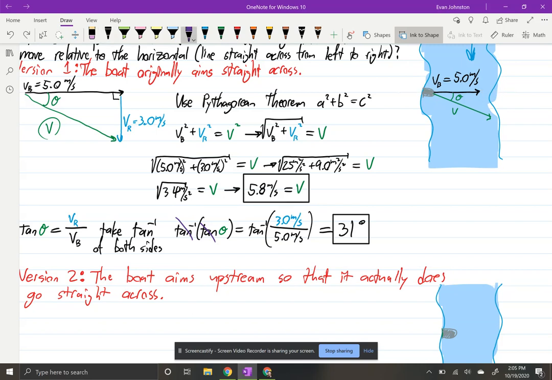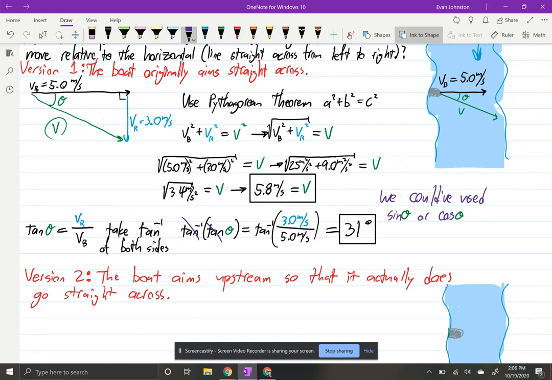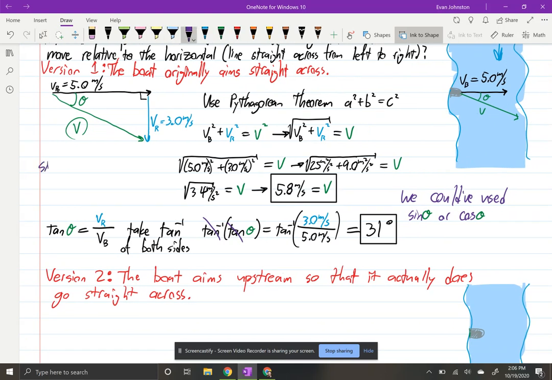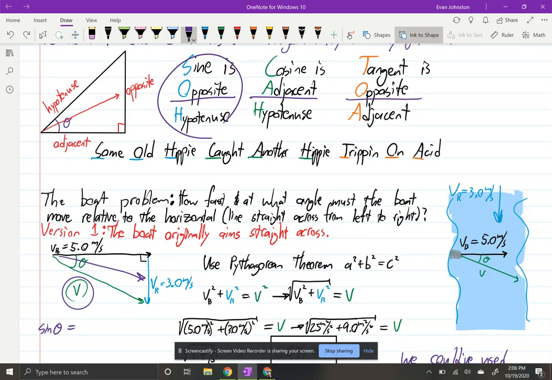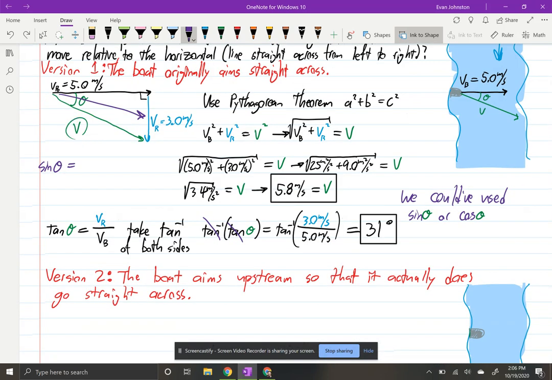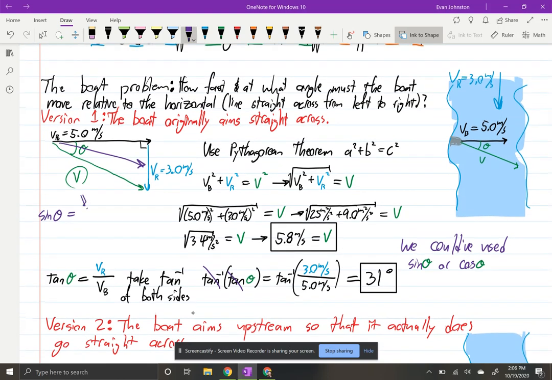And just kind of as a note, we could have used sine of theta, and we would have used inverse sine, or cosine of our angle, and we would have used inverse cosine instead. So for instance, if I had chosen to use sine, well, I would have said that sine of my angle is equal to opposite over hypotenuse, because that's the SOH right here in SOHCAHTOA. So what that would tell me to do then is I would just say 3.0.